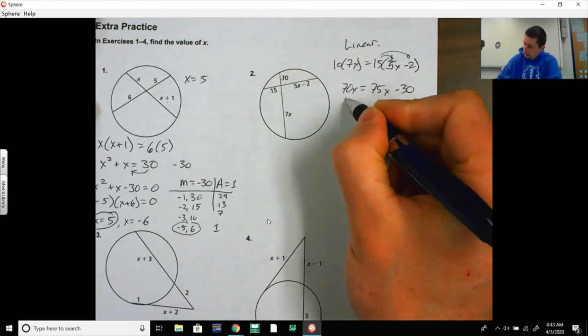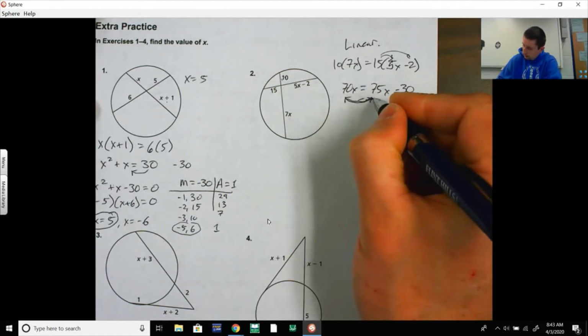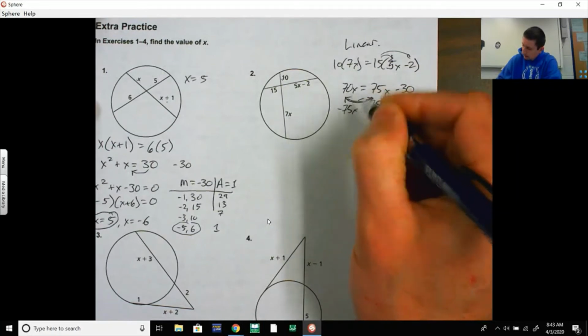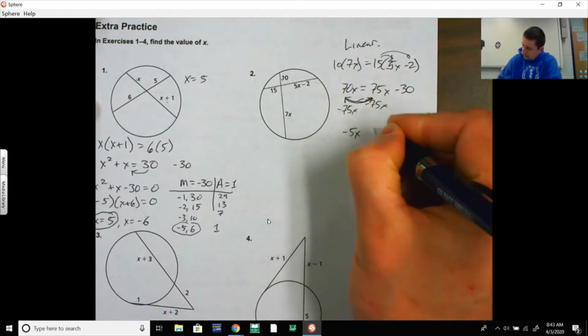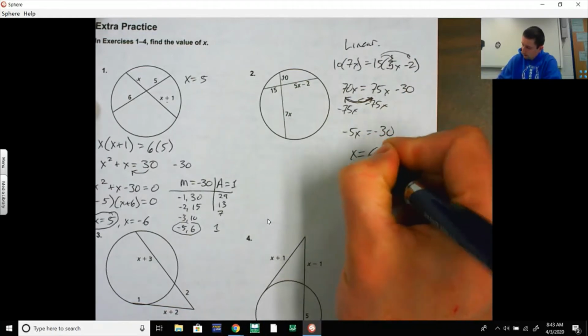So I'm going to minus the 70x. Now let's just bring the 75x over here. We'll work with negatives. So minusing 75x. 70 minus 75 is negative 5. Negative 5x equals negative 30. Don't forget that negative sign. So x equals 6.